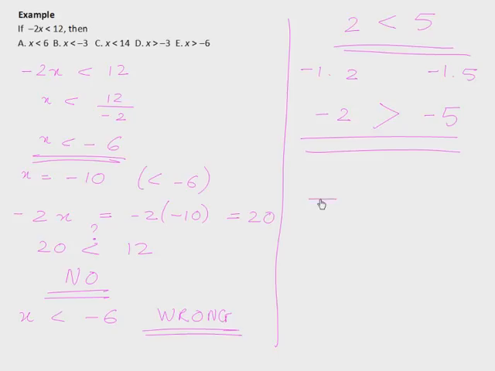That's because on the number line, 2 is here, 5 is here, but minus 2 is here and minus 5 is here. So, even though 2 is less than 5, minus 2 is greater than minus 5. So, we need to flip the inequality from less than to greater than if we are changing the signs of both sides.